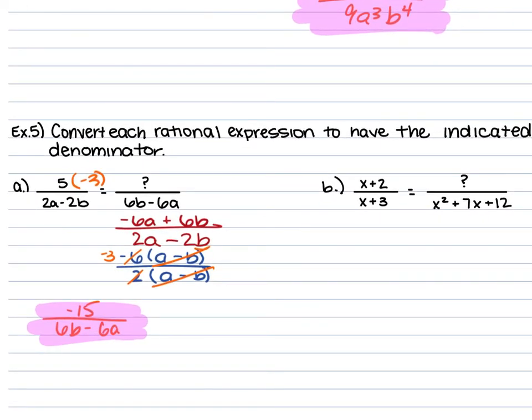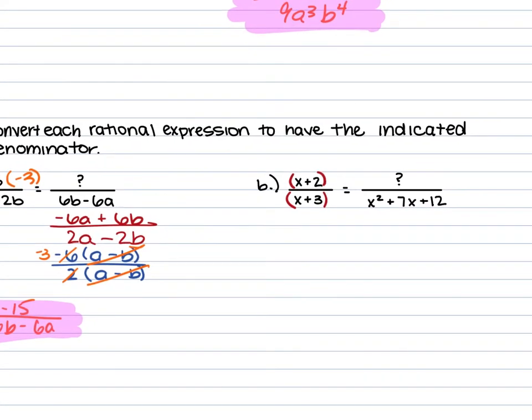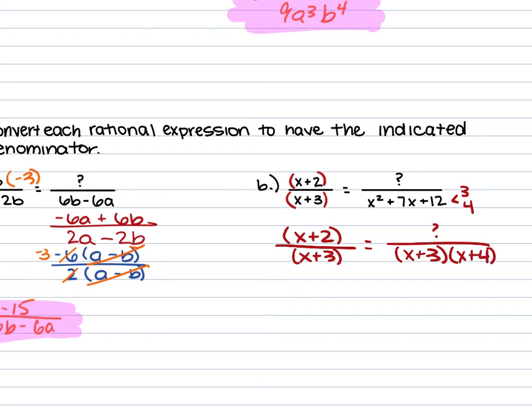For example B, you're given x plus 2 over x plus 3 is equal to something over x squared plus 7x plus 12. Now, we are going to put parentheses around the x plus 2 as well as around the x plus 3 and factor out the x squared plus 7x plus 12. The factors of 12 that add up to be 7 are 3 and 4. So we can rewrite this as x plus 2 over x plus 3 is equal to something over x plus 3 times x plus 4.